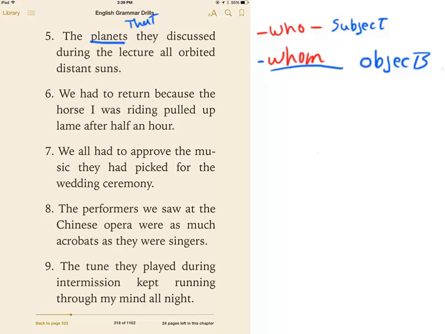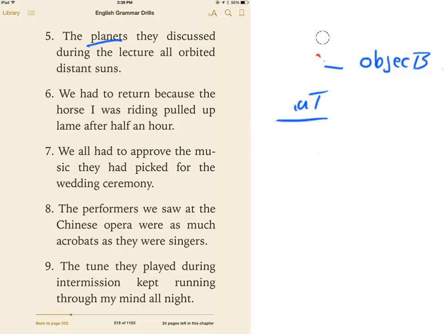So go ahead and do the next 15 of these. There are 20 total. You're deciding if it's, well, let's just get rid of who, because that's not going to be an option, since it's not deleted. So either whom or that is deleted. If it's a person, you're probably going to use the word whom. If the antecedent is not a person, like planets, you're going to use the word that.